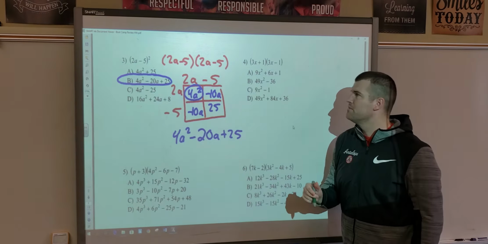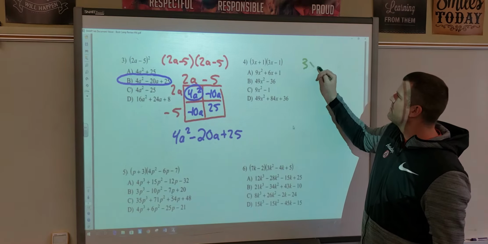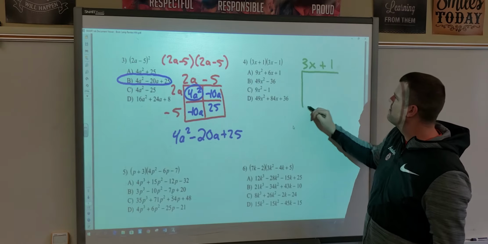This one's going to actually be a little bit unique. Put my 3x plus 1 on top of my box.